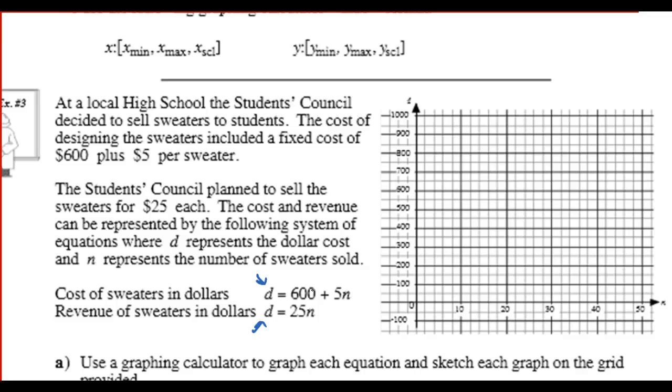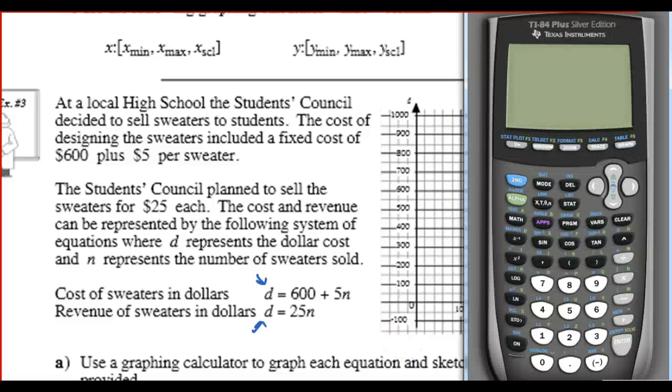Use a graphing calculator to graph each equation and sketch it on the grid here. So let's go ahead and pull up our graphing calculator, and first of all, I'm going to clear these two equations.